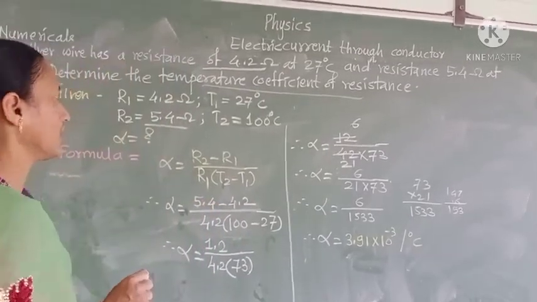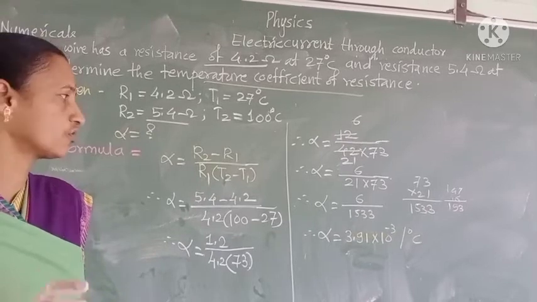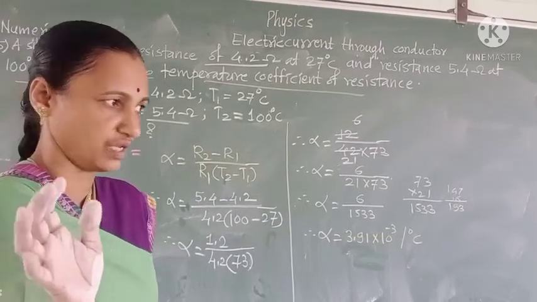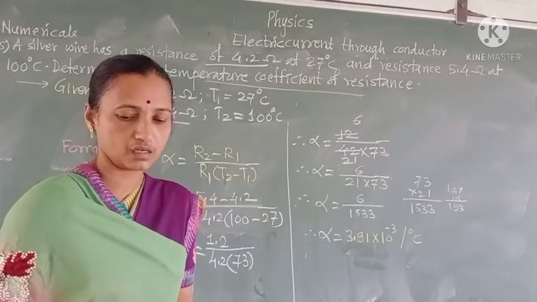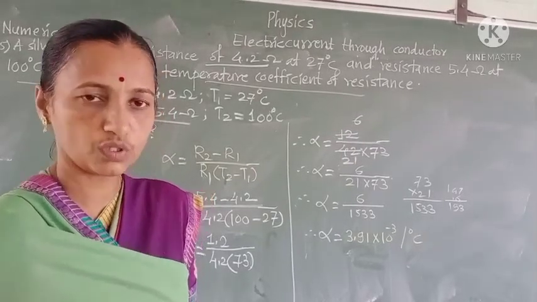Means here we have calculated the temperature coefficient of resistance in this way. Here we have to see some examples on electric current through the conductor.